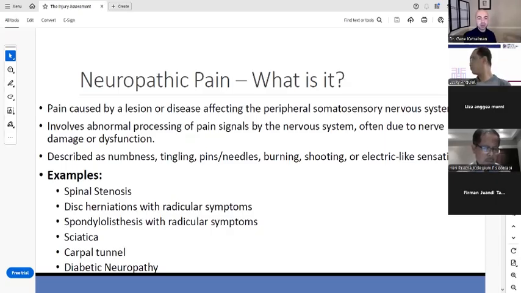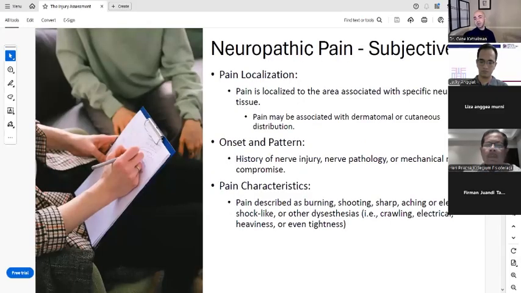Things like spinal stenosis, disc herniations with radicular symptoms, spondylolisthesis with radicular symptoms, sciatica, carpal tunnel, and also diabetic neuropathy will fall under neuropathic pain. So even though diabetic neuropathy is not quite an orthopedic condition, it is still a common condition that we see out there in the world, and that would fall under the neuropathic pain phenotype. So what will you hear from these patients that have neuropathic pain?